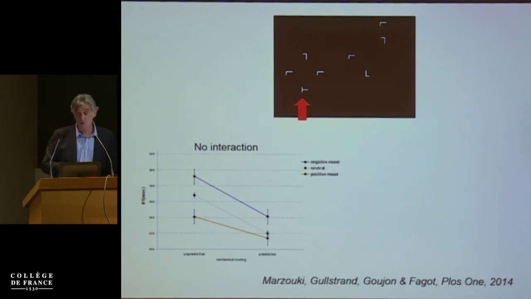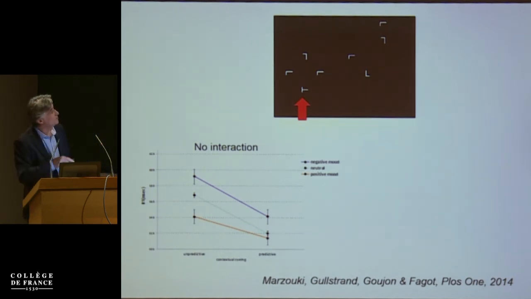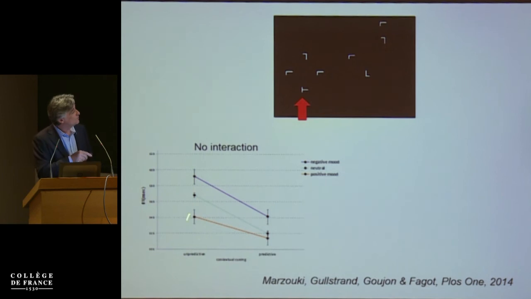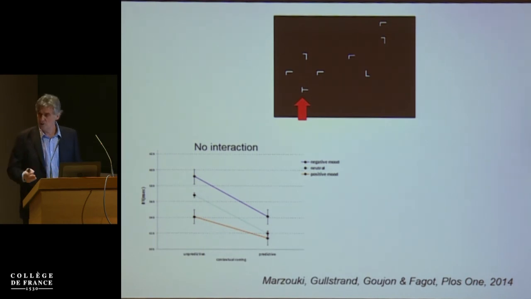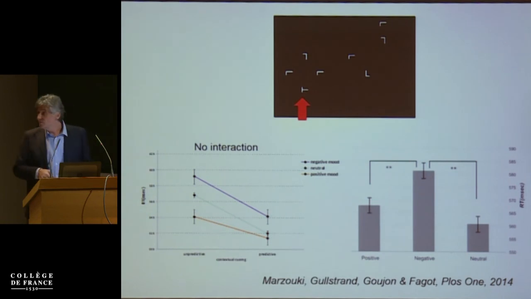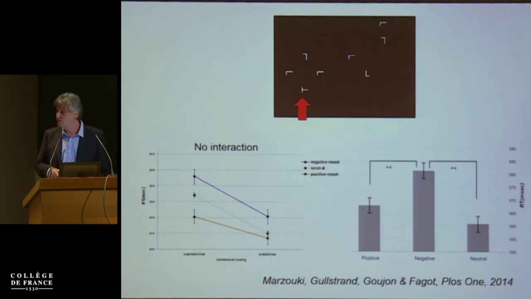And when we do that, we have a nice result of this kind. There is no interaction, but basically, what these results show is that there is a main effect of predictive condition. When the background predicts the location of a target, the animals are faster. This is just normal, they use the background. But there is also an effect of mood, social mood. When the animal had a negative social interaction prior to the trial, their response time is higher, okay?